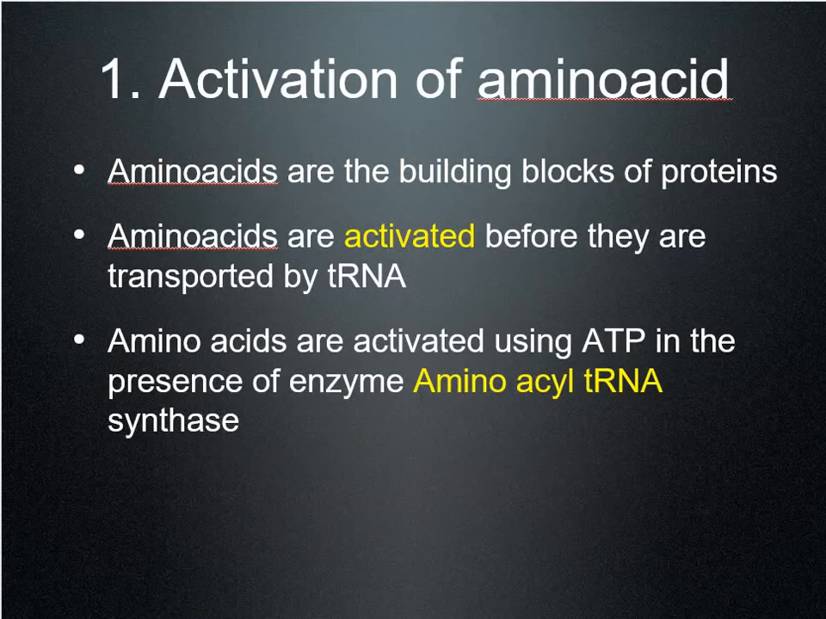Now let's see in detail what are the steps of translation. As I told you before, there are 4 steps. First one, activation of amino acid. We are familiar that amino acids are the building blocks of proteins. But all these are biochemical reactions, and whatever reactions happen in a living system need energy. So amino acids are activated with ATP, or energized with ATP, before they are transported by tRNA.